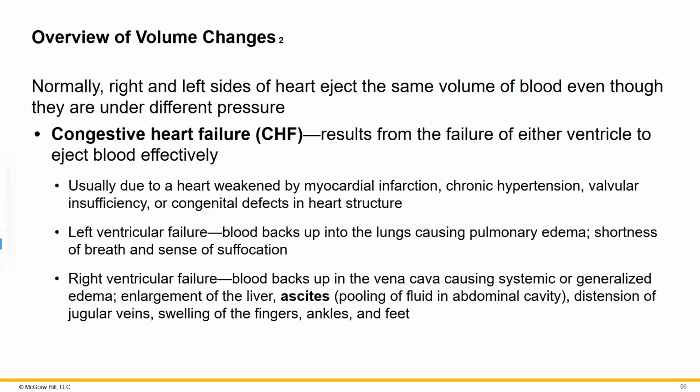Congestive heart failure results from the failure of either ventricle to eject blood efficiently, usually due to a heart weakened by myocardial infarction, chronic hypertension, valvular insufficiency, or congenital defects in the heart structure. Left ventricular failure: blood backs up into the lungs, causing pulmonary edema, shortness of breath, and a sense of suffocation. Right ventricular failure: blood backs up into the vena cava, causing systemic or generalized edema, enlargement of the liver, ascites, or pooling of fluid in the abdominal cavity, distension of the jugular veins, and swelling of the fingers, ankles, and feet.